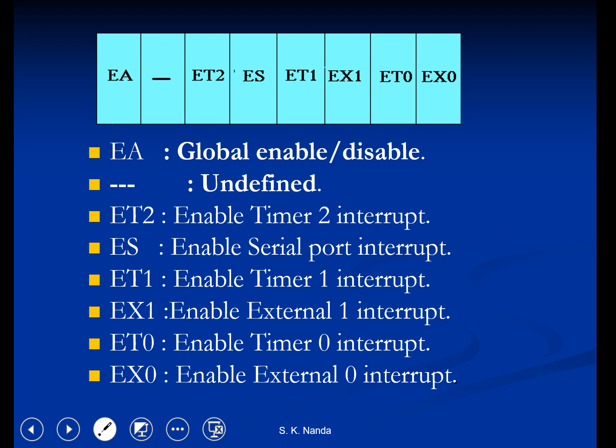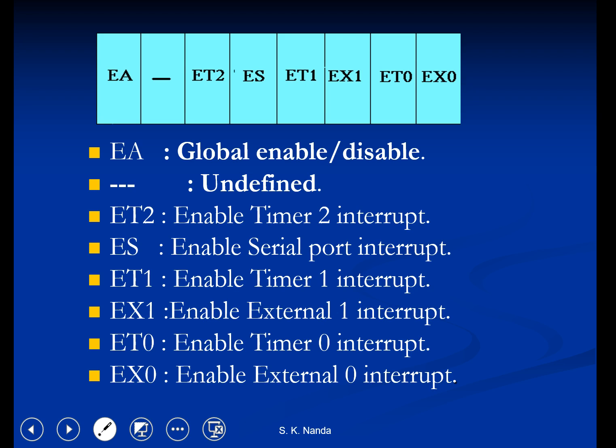Now EA, that is enable all, so what it will do, it will give you the interrupt, so it disables everything else. If EA is 0, no interrupt will be acknowledged. If EA is 1, each interrupt source is individually enabled or disabled by setting or clearing its enable bit. Then the dash you can see, these are not implemented, they are reserved for future use.